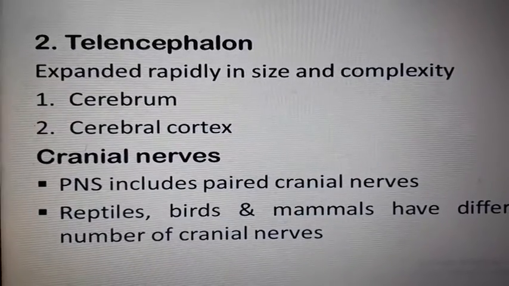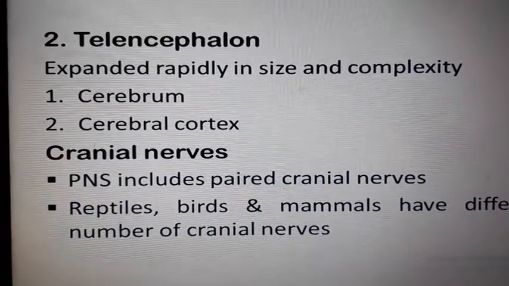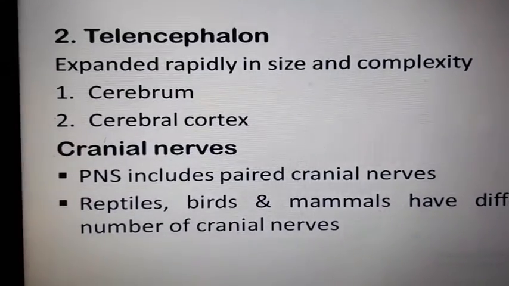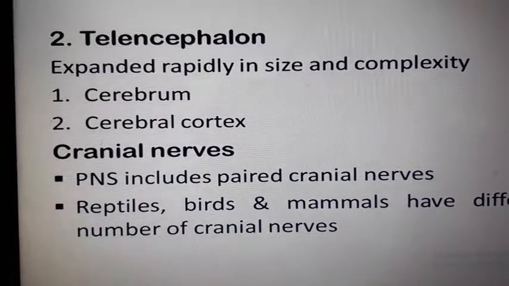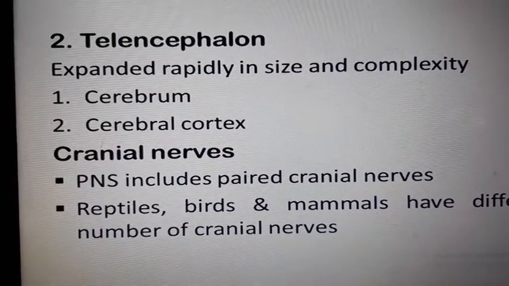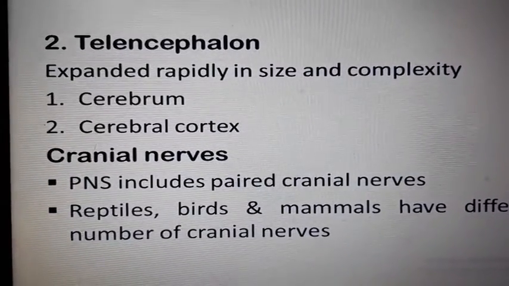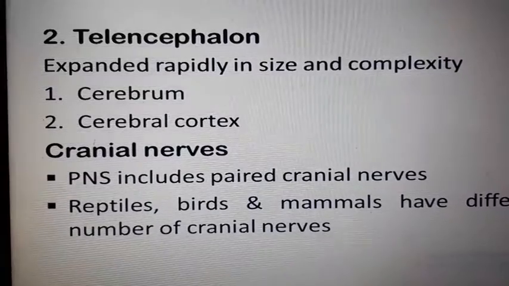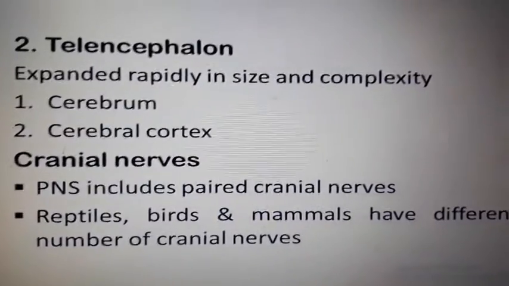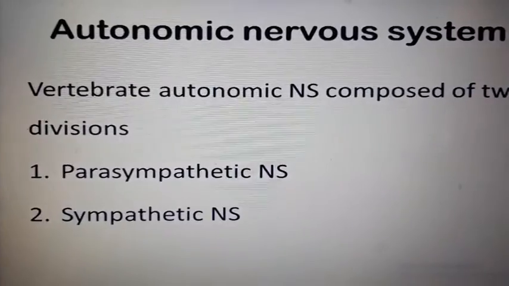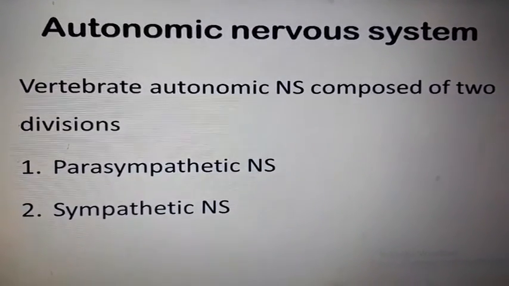There are 12 pairs. Fishes and amphibians have only the first 10 pairs. Some of the nerves, like the optic nerve, contain only sensory axons that carry signals to the brain, and others contain both sensory and motor axons, and are termed mixed nerves. For example, the vagus nerve has sensory axons leading to the heart and smooth muscles of visceral organs in the thorax and abdomen. After the cranial nerves, we move towards the last topic of this communication, related to nerves. This is the autonomic nervous system.